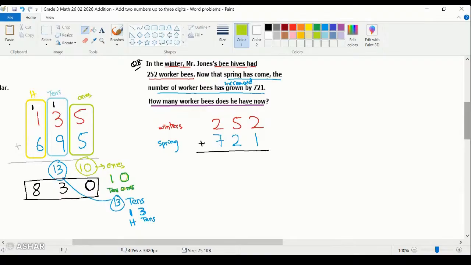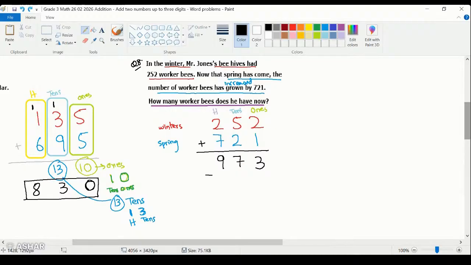How many ones were there? 2 plus 1 is 3 ones. How many tens were there? 5 plus 2 is 7 tens. And how many hundreds were there? 2 plus 7 is 9. Thank you, Precious. Thank you, May.